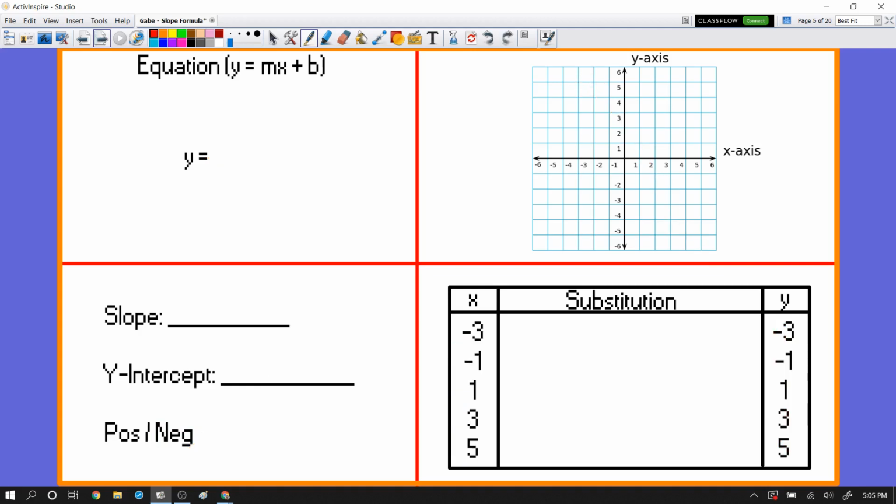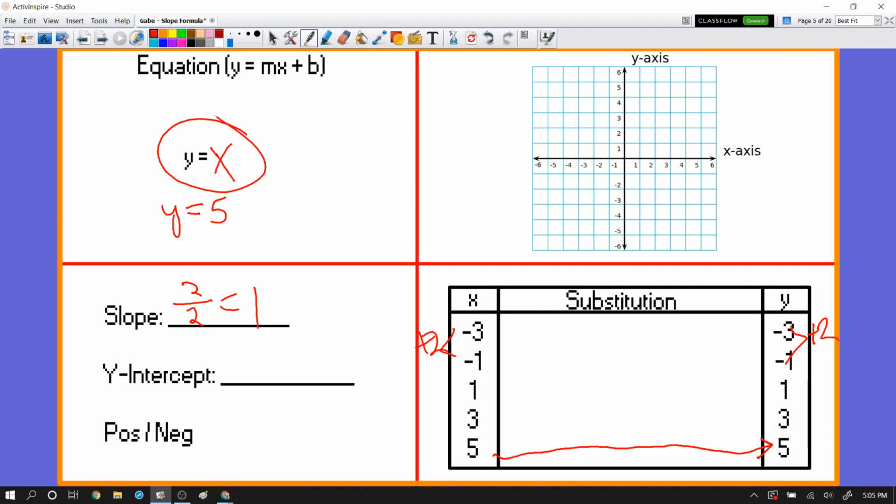Okay, so this is where we use our table to come up with the equation. Plus 2, plus 2. So 2 over 2 is equal to 1. So that's x. We don't know where a y-intercept is, so that means we're going to have to substitute, let's say 5. Y equals 5. So what do we have to add to get there? Nothing. Sweet. All right, so this is the actual equation.